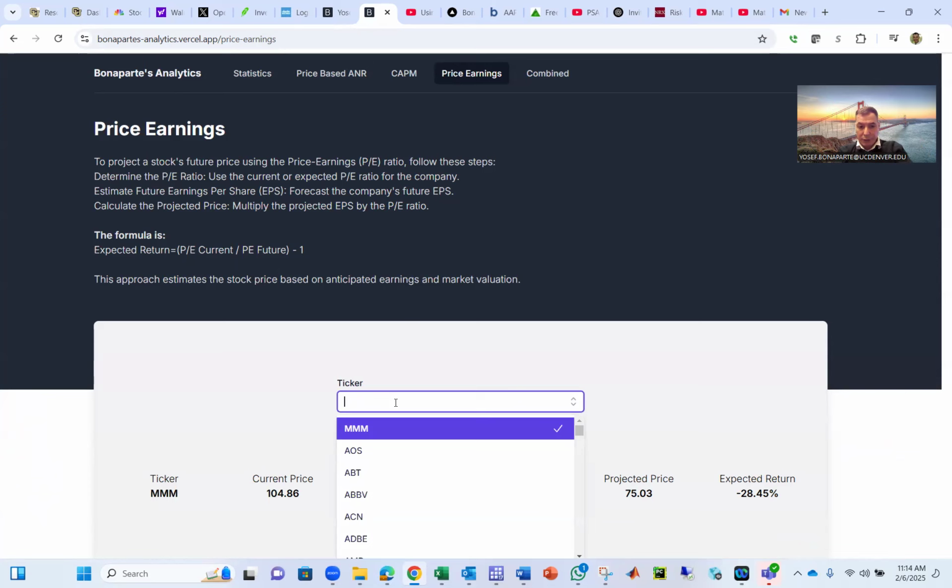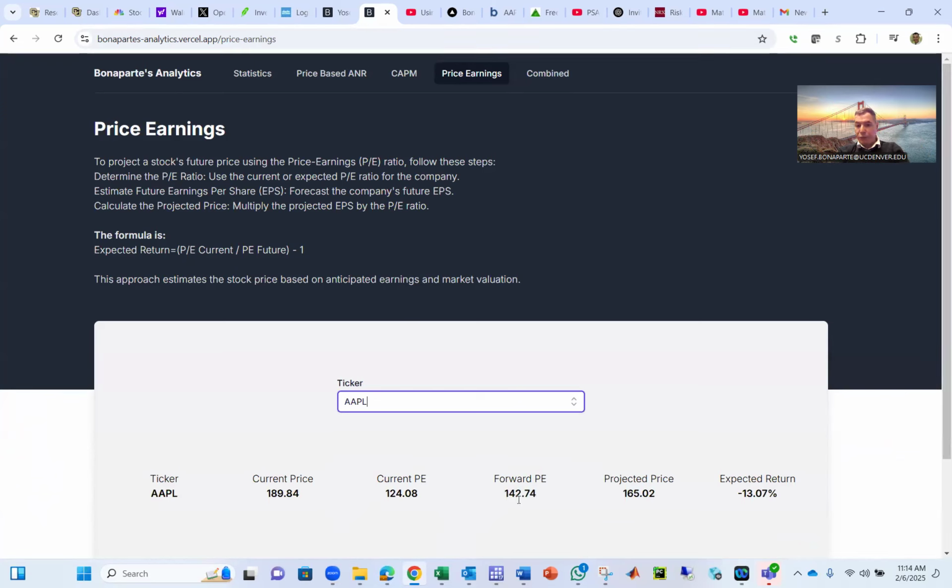We're going to use Apple. And based on that, they're going to give you, so this is not the real data. This is from a few months ago, I get the data. They will give you forward PE, current PE, divided the current by the forward, and you get the projected return to be negative 13.05. So these two models expect Apple to be up, this model expects Apple to go down.